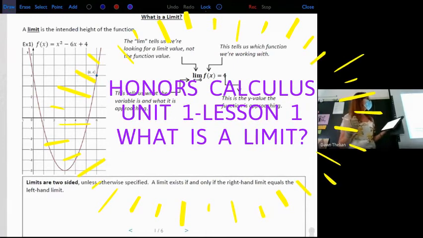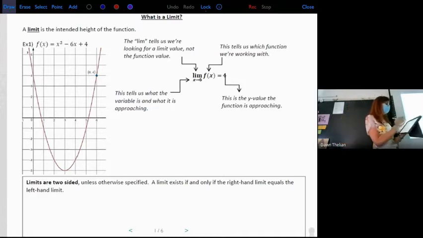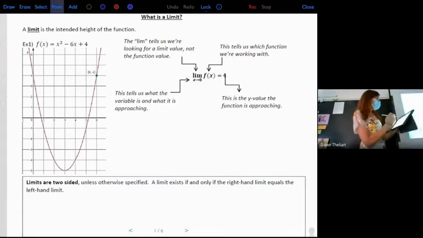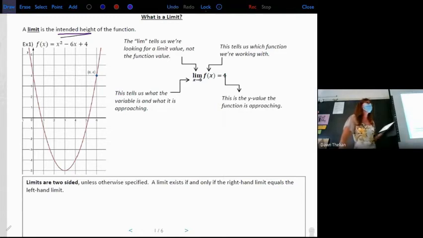All right, so let's start off Unit 1, Lesson 1. What is a limit? A limit is the intended height of a function. Now that's sort of a weird phrase to say, an intended height. What do we mean by an intended height? The important thing about a limit is that it isn't actually concerned about the y value. It's about the y value it's approaching.